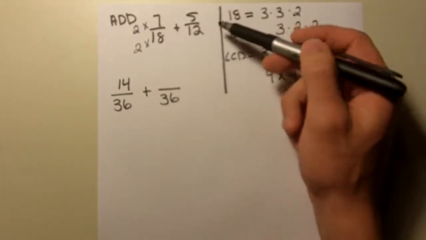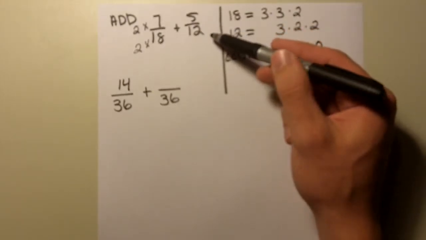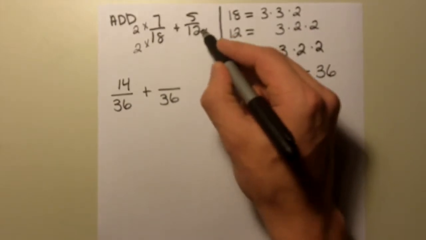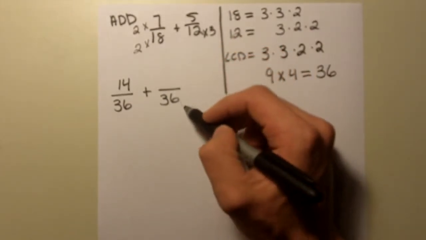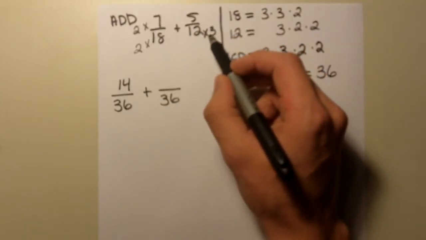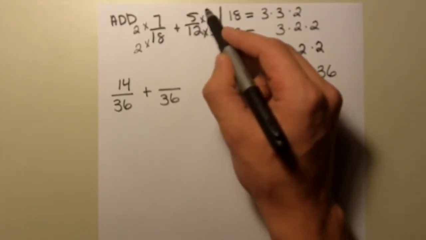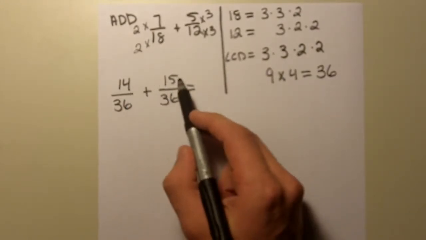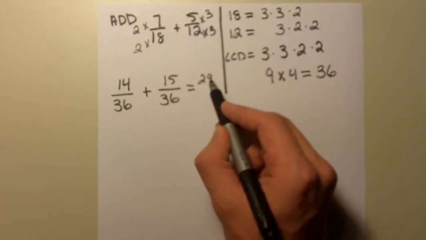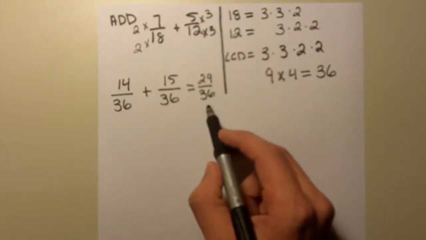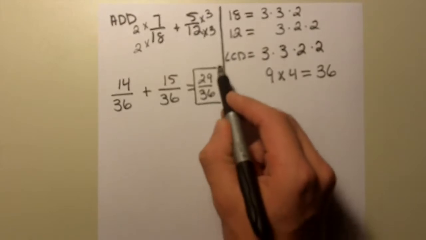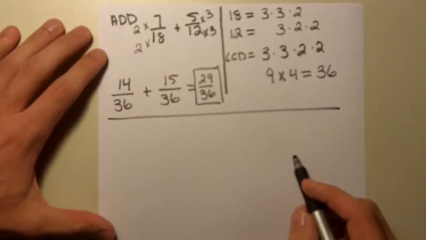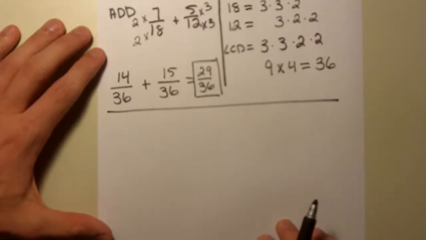Now we have to do the same thing to this side, right? So what times 12 equals 36? Well, we know 12 times 3 is 36, and what we do to the denominator we have to do to the numerator, so we have 15 here. So we have 14 plus 15, and we know that equals 29 over 36, right? Okay, and that's our final answer. And that's how to add fractions with unlike denominators.